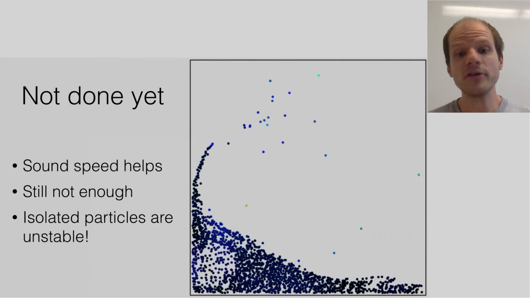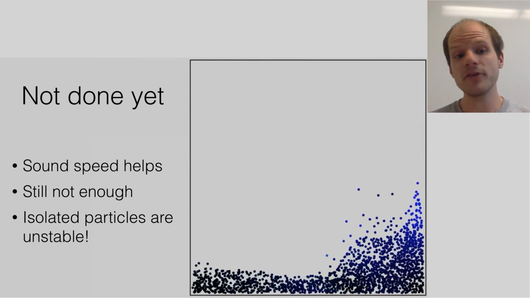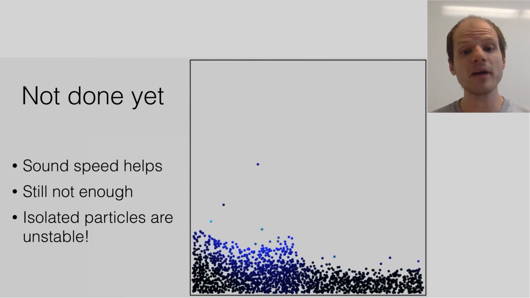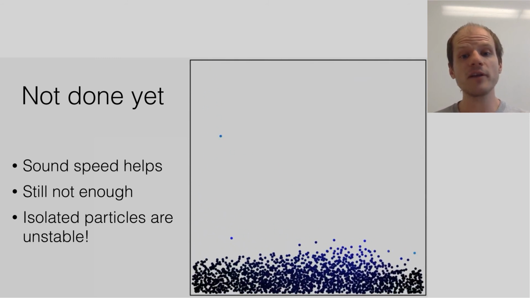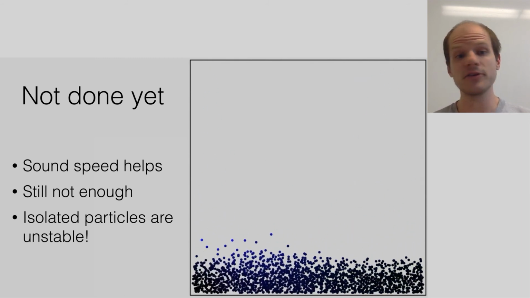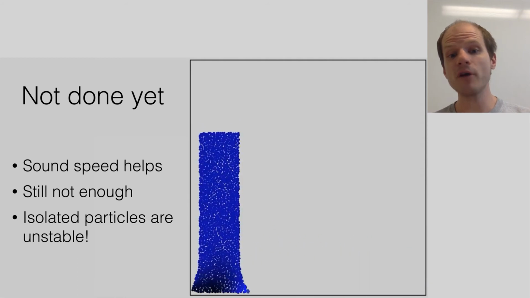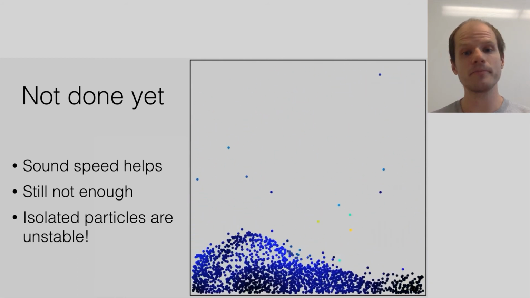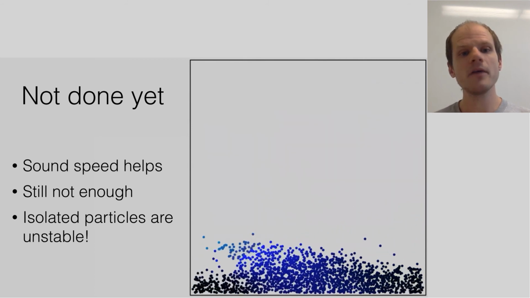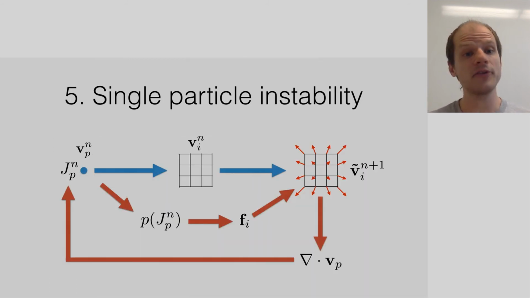However, at this point, we're still not done. This simulation is the same as the previous one, except now it's been updated to take into account the sound speed. One thing that's fairly clear from this simulation is that it's still not stable. In particular, as particles become isolated, they tend to become unstable. This led us to look at a single particle instability.